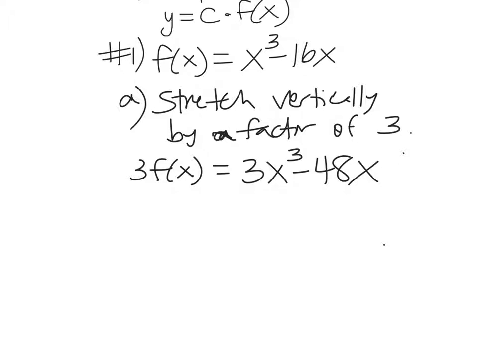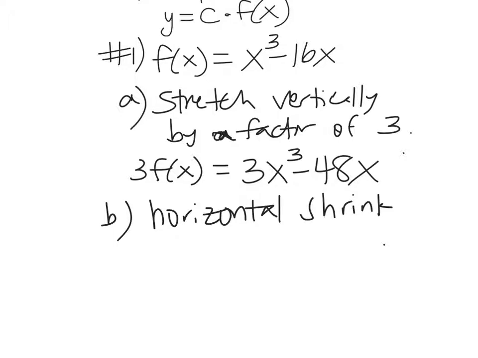Now let's do part B. This is the tougher part. Now let's go ahead and horizontally shrink it by a half. We want a horizontal shrink of 1/2. Okay. Horizontal shrink of 1/2 is going to be this. f of x divided by a half. The constant is going to go, it's going to be f of x over c, and c this time is 1/2.